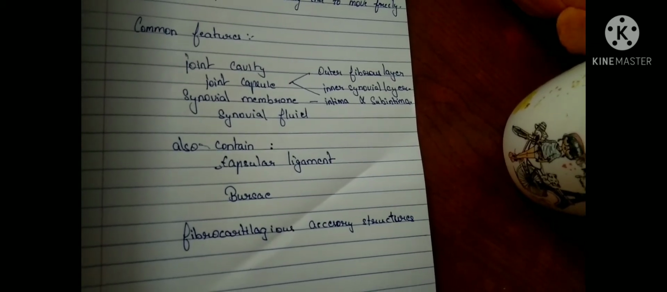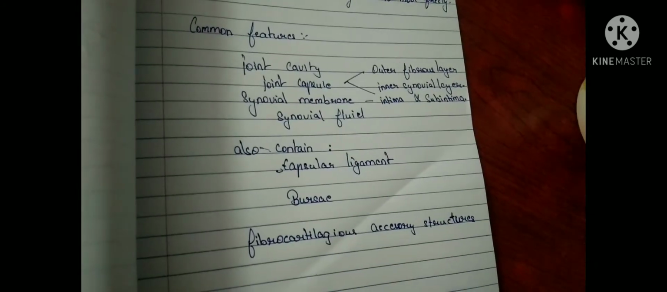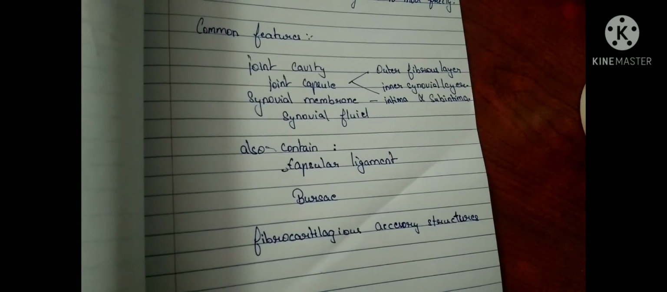And next is the synovial fluid. The synovial fluid covers the inner surface of the synovial membrane. It is a thin film. It lubricates and reduces the friction between the two bony components. So the main function is to lubricate and to reduce the friction.